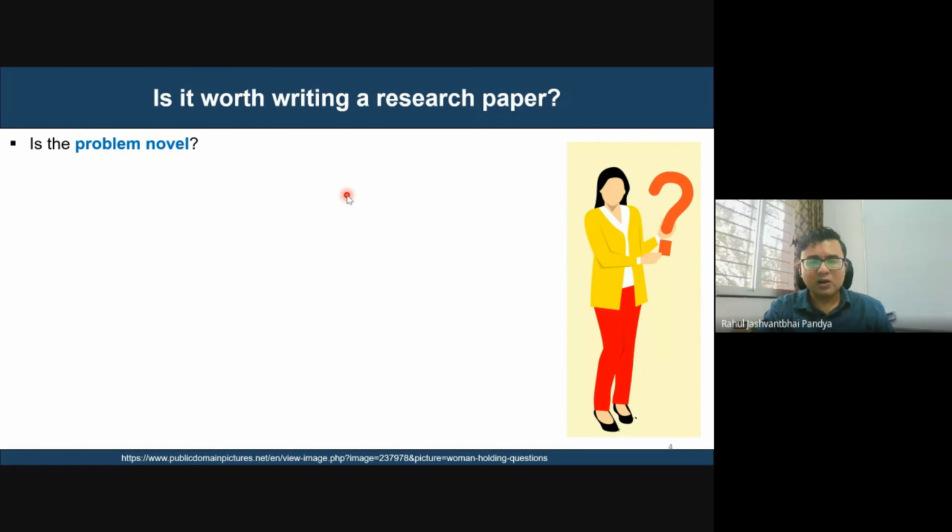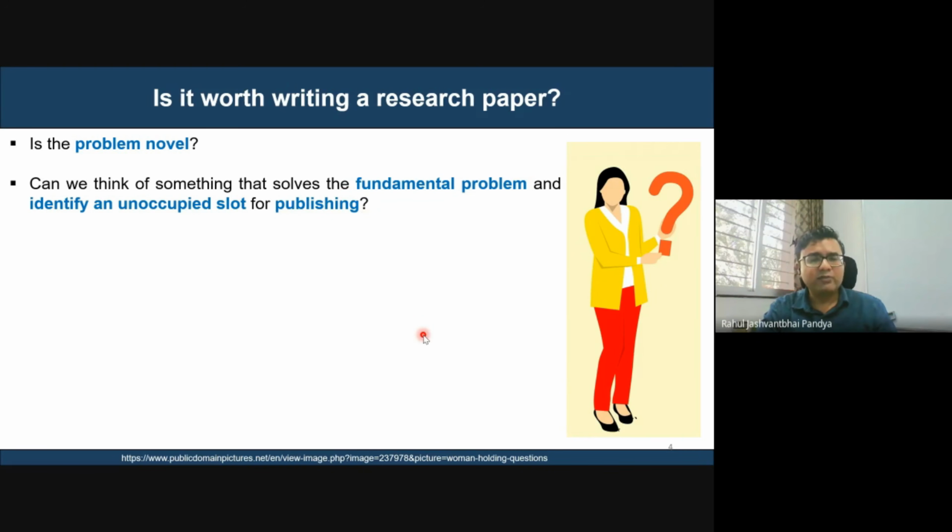If the problem is not novel, there is no point in doing and executing the research further. Eventually, even if we write it, it may not be accepted to higher quality journals or Q1 journals. It may end up getting published in low quality journals or conferences, but not in high quality Q1 level journals, right? So we always have to think: is my problem novel? Can we think of something that solves a fundamental problem, and identify an unoccupied slot for publishing?